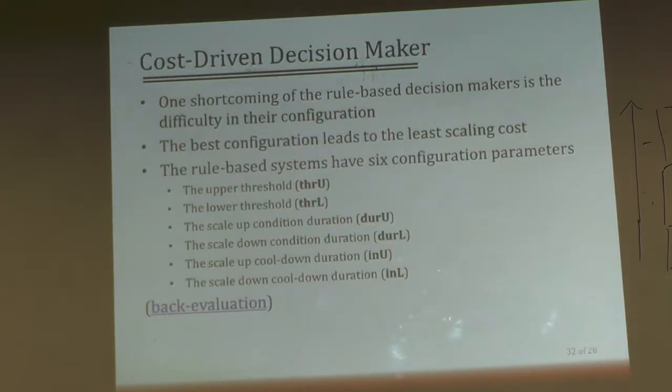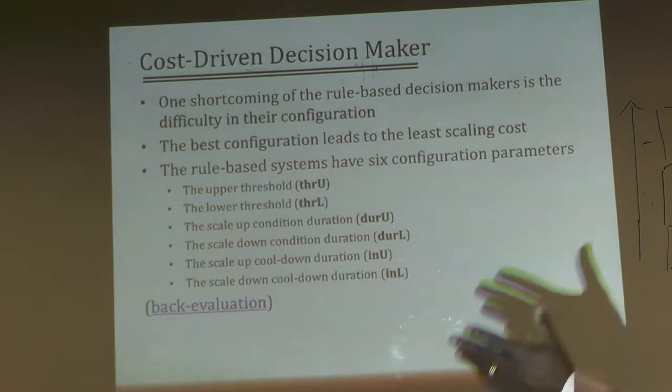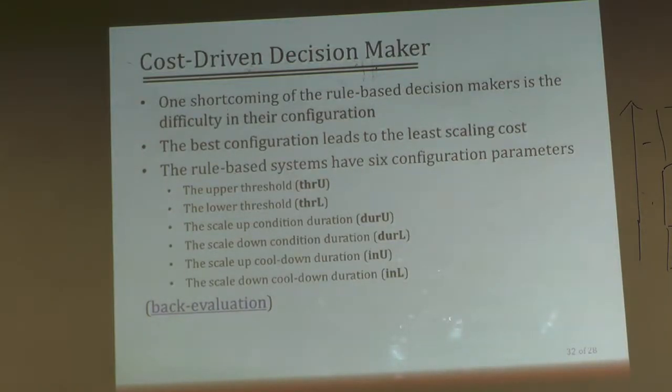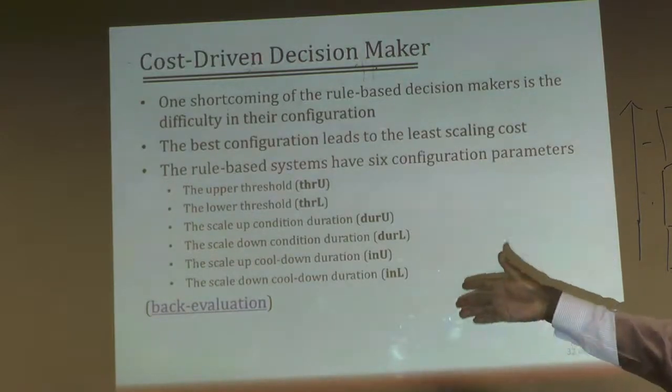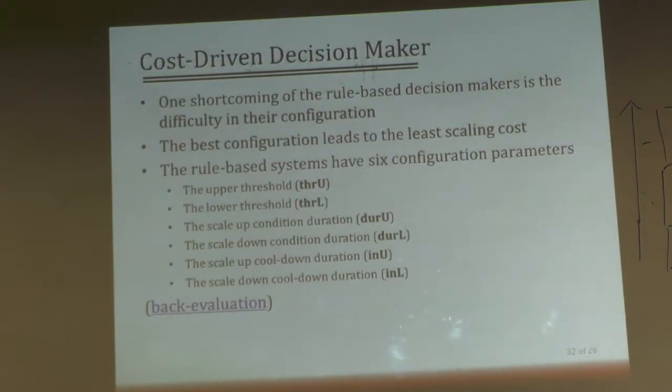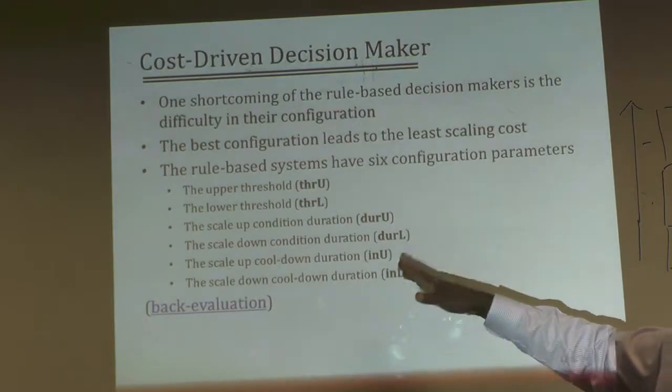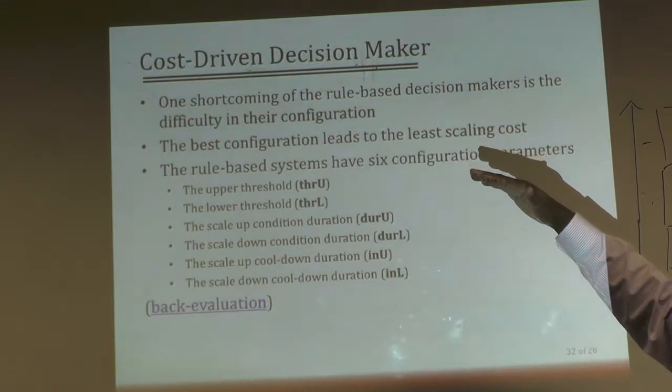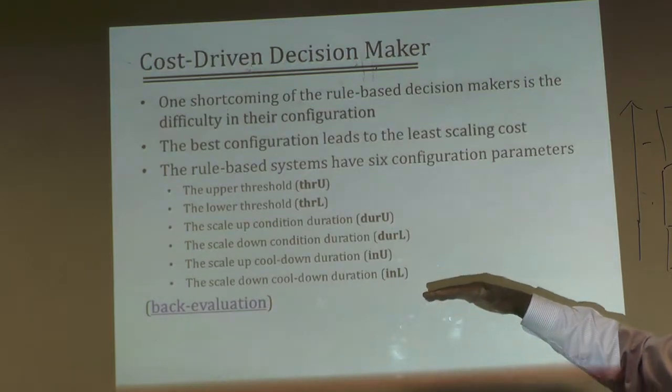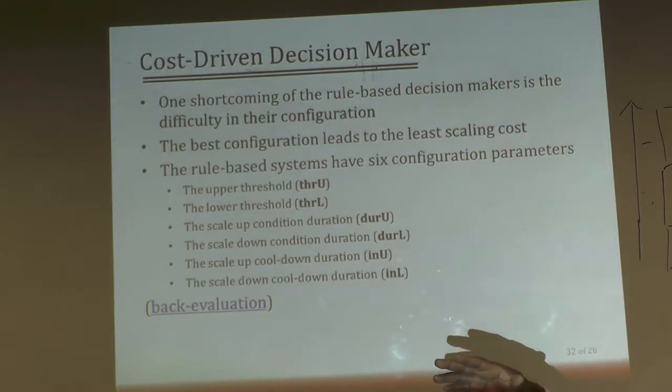Okay? Now, we carried out a study of different types of configuration parameters. And based on our study, generally, Amazon, Microsoft, IBM, Google, all of them use a variant of these 6 configuration parameters. The first one is the upper threshold, the lower threshold, the scale-up condition duration, the scale-down condition duration, the scale-up cooling down period, and the scale-down cooling down period.